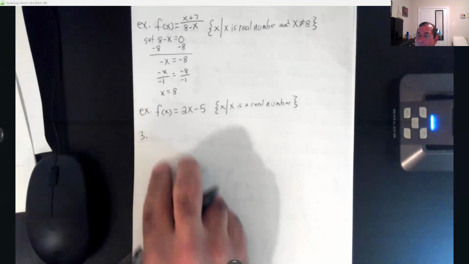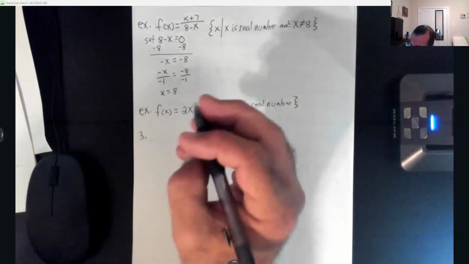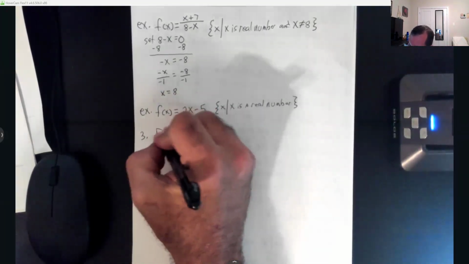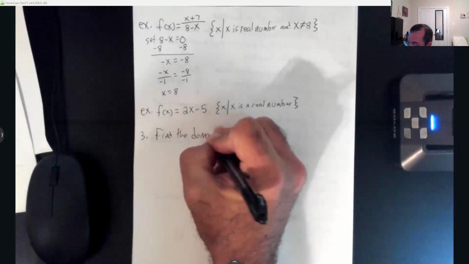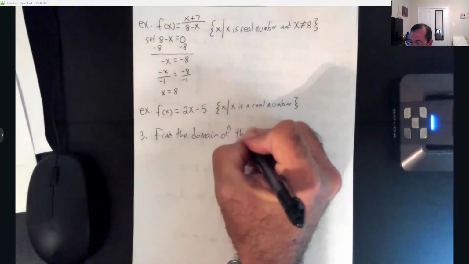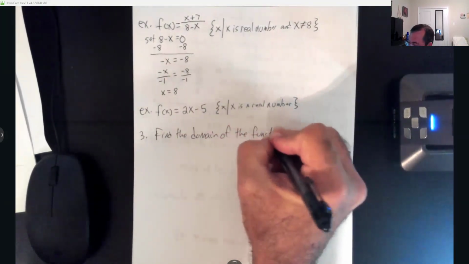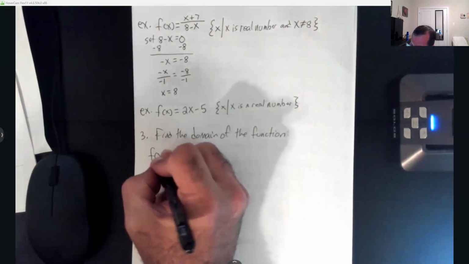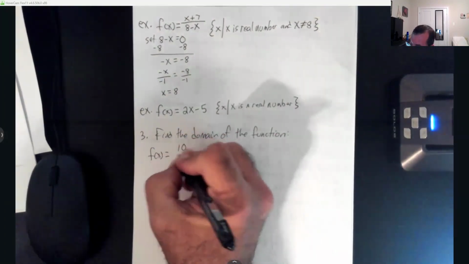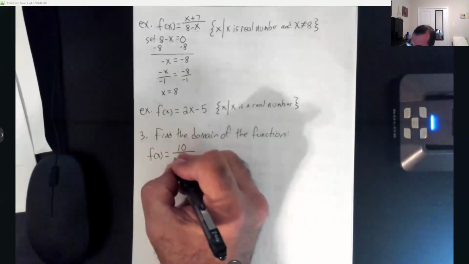All right, so these are going to be their examples. And all of these are going to say find the domain of the function. So for number 3, they got f of x equals 10 over x plus 15.